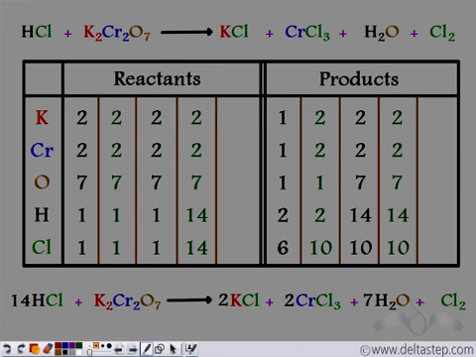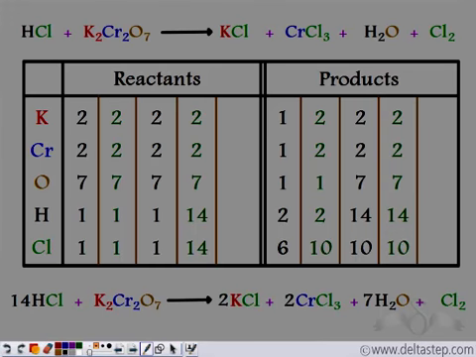So you see that now potassium is balanced, chromium is balanced, oxygen balanced, hydrogen balanced, but chlorine is not balanced. On the reactant side we have 14 atoms, on the product side we have 10 atoms. So now to balance chlorine, we will not change this number, because if we change this number, potassium atoms will also change. We cannot change this number, because if we change this number, chromium atoms will also change.